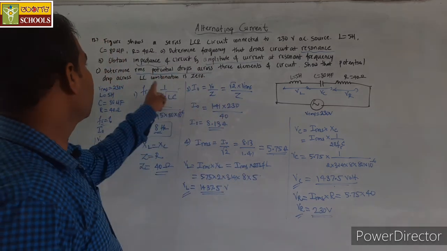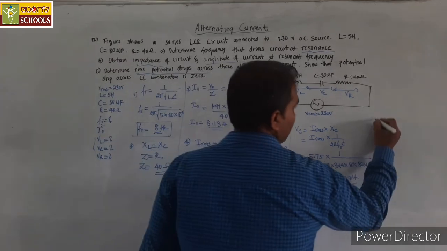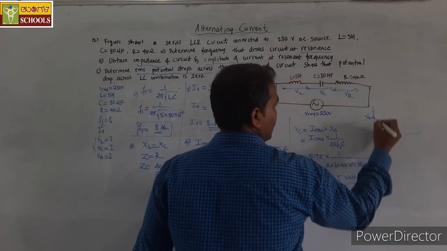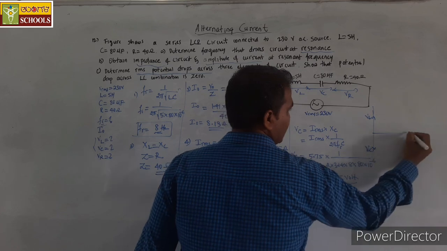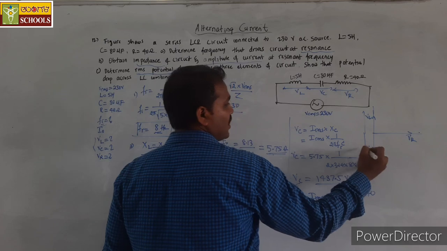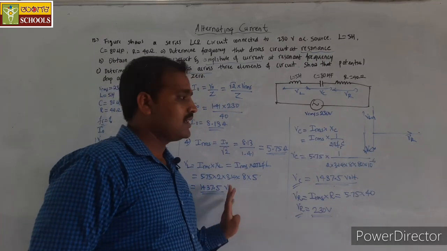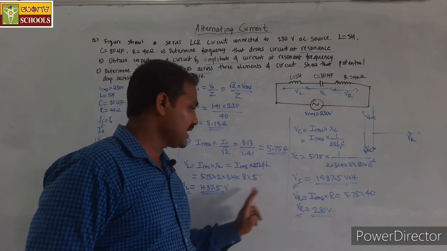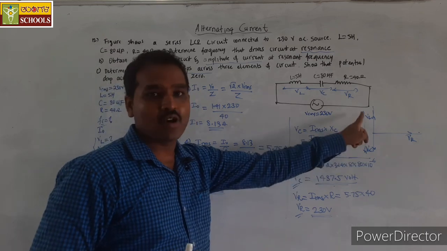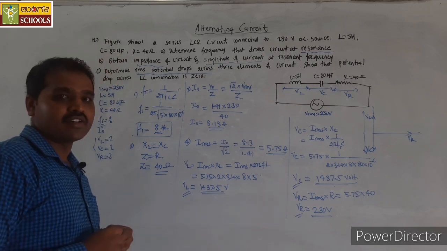We have to show that the potential drop across the LC combination is 0. Considering at resonance, VL will be equal to VC. Here we have VR. VL is along the positive y-axis, VC is along the negative y-axis, and since their magnitudes are the same, the vector sum of VL and VC will be equal to 0. So the potential drop across the LC combination is equal to 0. This is the solution for the given problem.